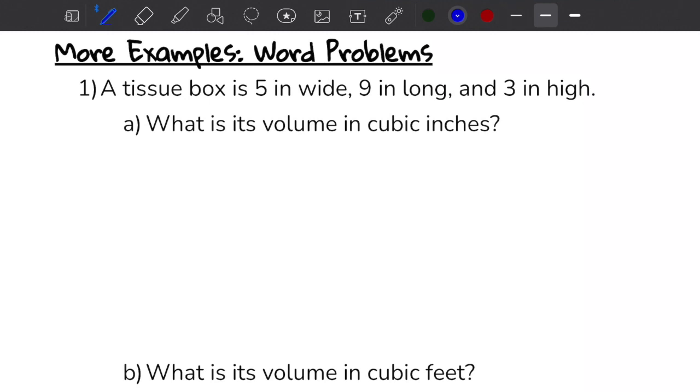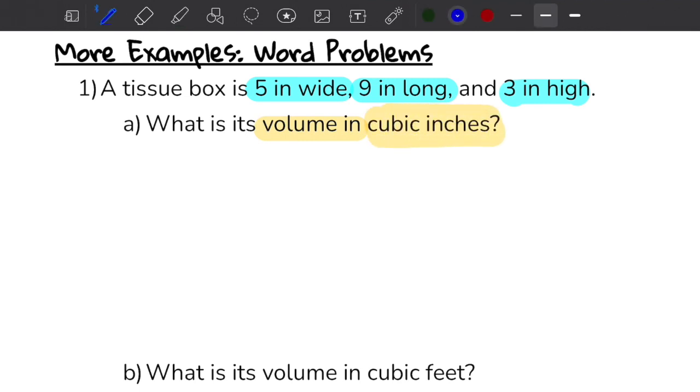Let's have a look at some word problems now that target imperial units of volume. So let's start with the first question here. It says a tissue box is 5 inches wide, 9 inches long, and 3 inches high. What is the volume in cubic inches? So they specifically said they wanted it in cubic inches.